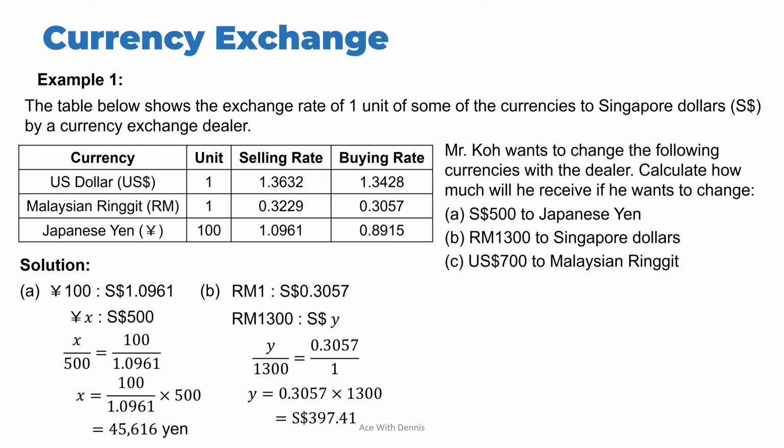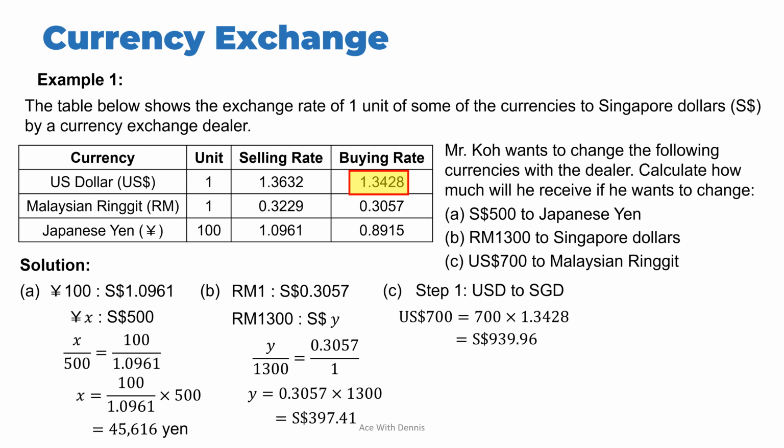Now for C, it is a little bit tricky. It's from US dollars to Malaysian ringgit. So what we have to do is, step 1, change US dollars to Singapore dollars first. We will have to look at this column. The rate is 1.3428 Singapore dollars. Hence 700 US dollars is 700 times 1.3428, which is 939.96 Singapore dollars.